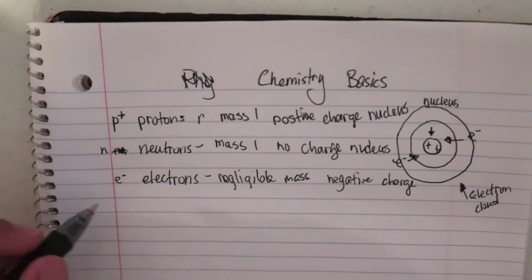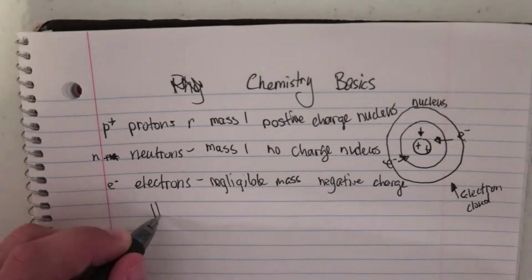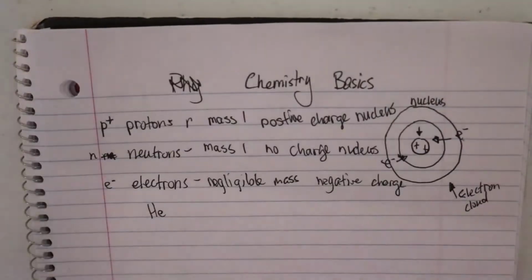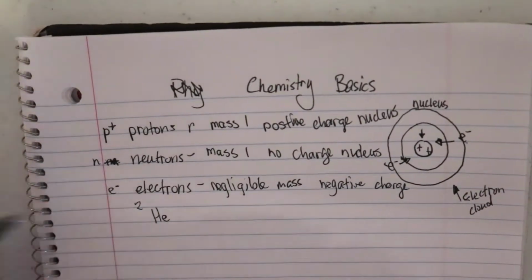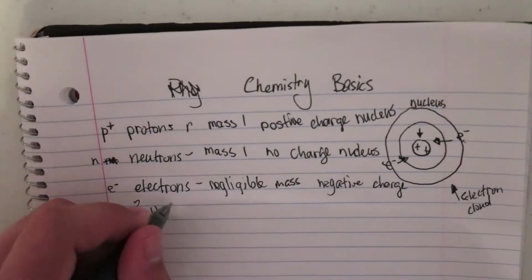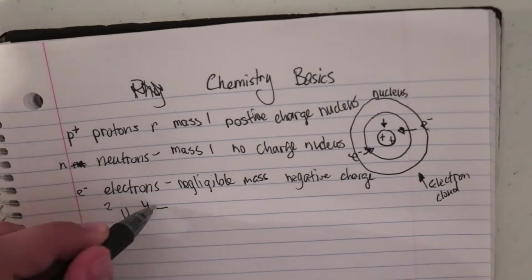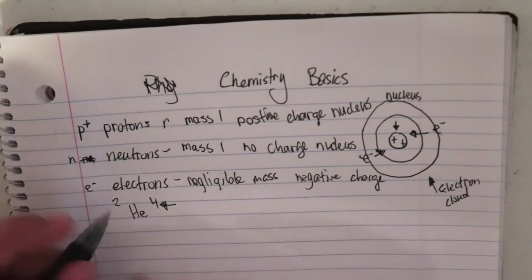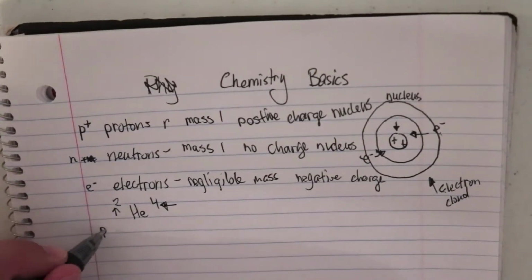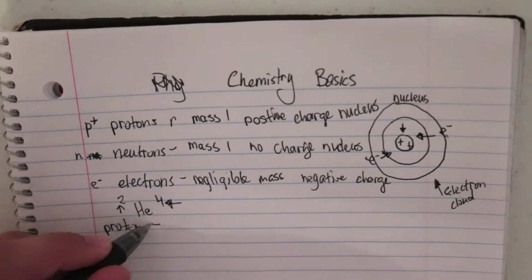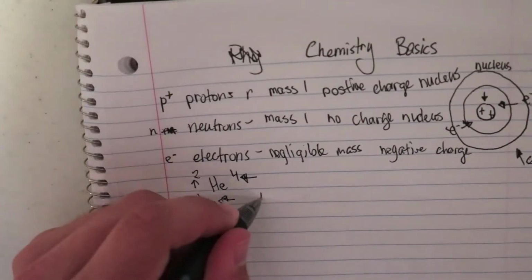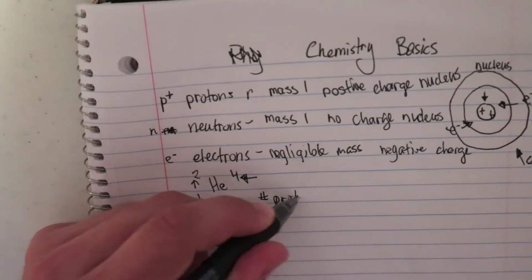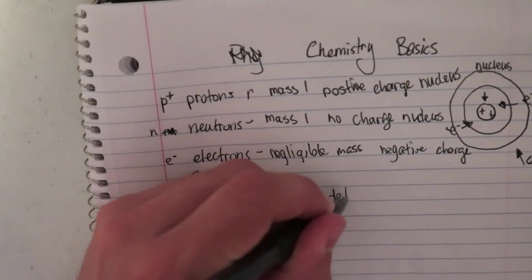So also some things to know. I'm going to look at helium. So helium is right here on our periodic table. It has an atomic number of 2, and it has a mass of 4. So if the mass is 4, what does that mean? Well, if its atomic number is 2, the atomic number tells us the number of protons. And the number of protons it has determines what atom it is.